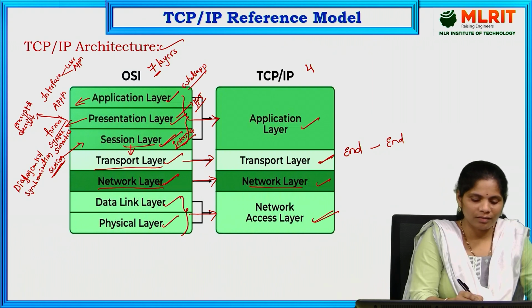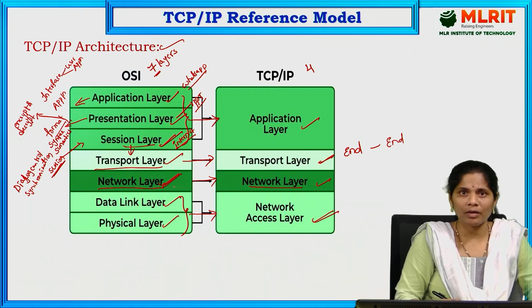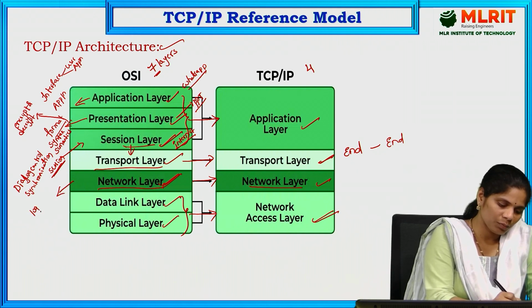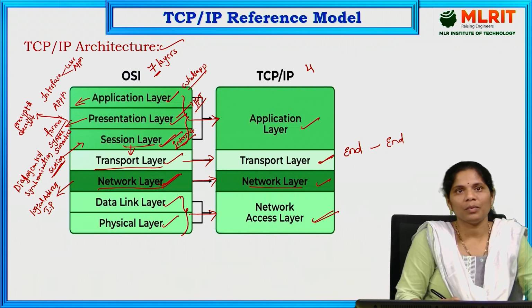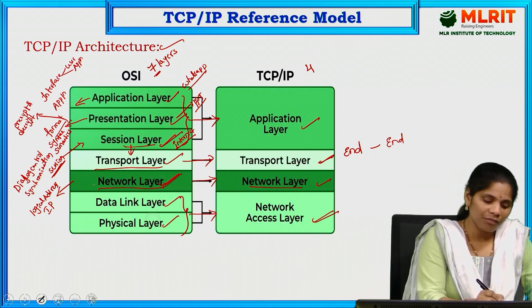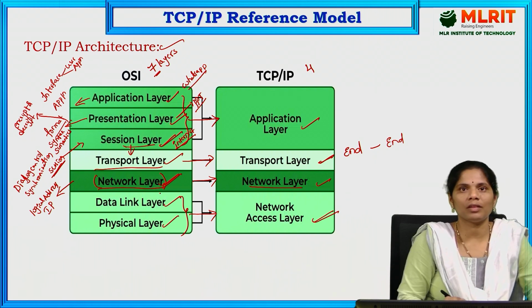And next one is the network layer. What is the network layer? Here the data is transferred through different networks using the logical address. It is talking about the logical address through the IP address, meaning the internet protocol address. That is the logical address, meaning exactly which network you have to reach. That is the network layer.